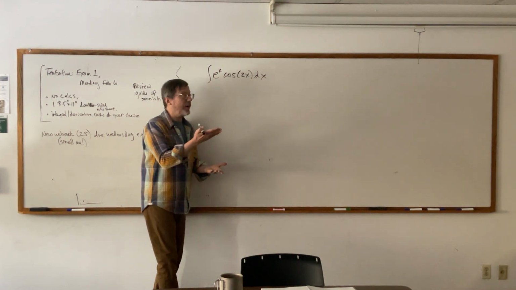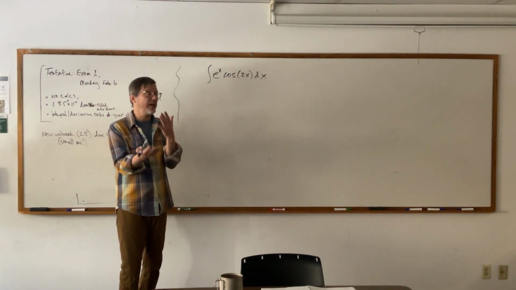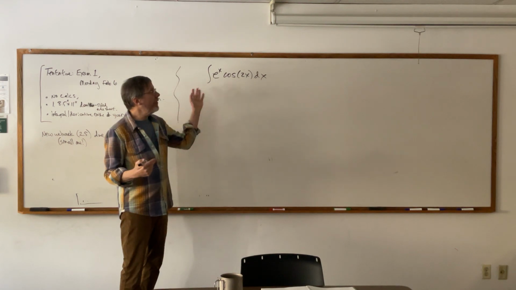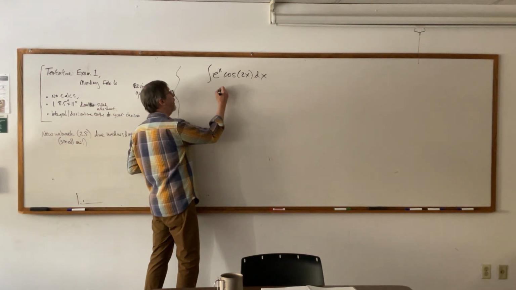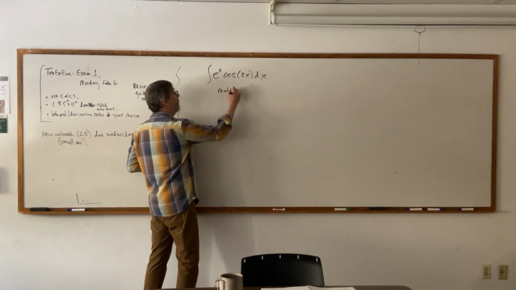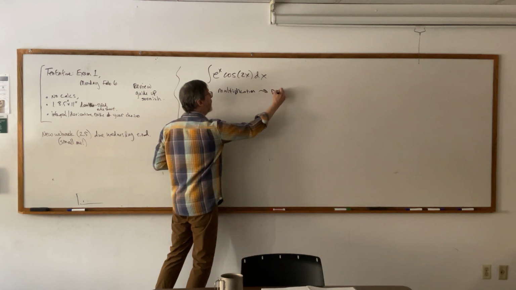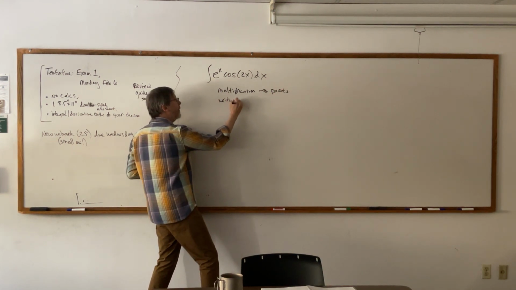Think about how those derivatives roll. The e to the x never gets simpler. The cosine bounces between sine and cosine. The sign changes in front, but neither of these things get simpler. So let's first note that there's multiplication. So I'm thinking parts, but neither part gets simpler.